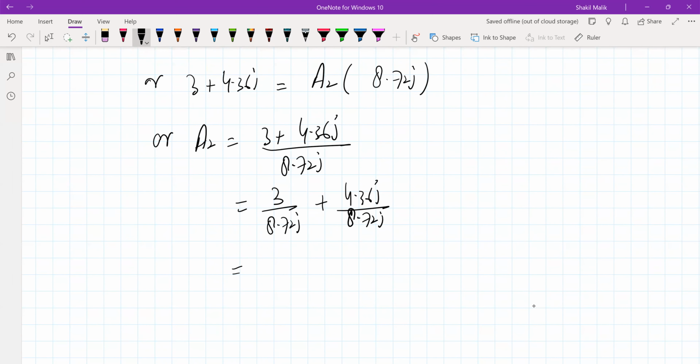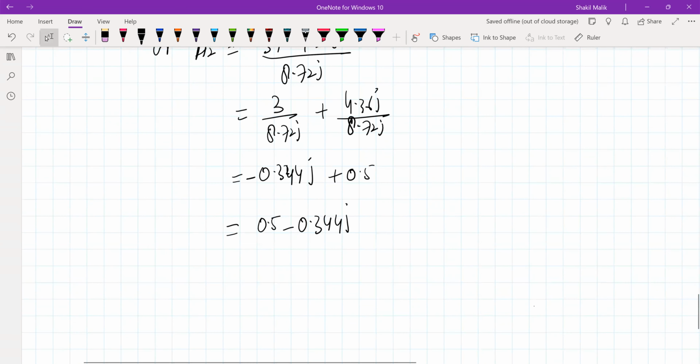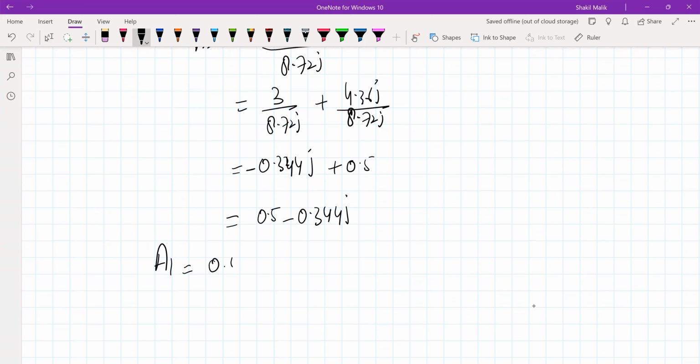You can see in the denominator we have j. When it comes to the numerator side, it will be minus, so it is 0.344 minus j. This will be simply 0.5. So you can write it as 0.5 real part minus the imaginary part, minus 0.344j. So A1 is equal to 0.5 plus 0.344j, A2 is equal to 0.5 minus 0.344j. You can check A1 and A2 are complex conjugates of each other, right? One has minus j term, the other has plus j term.